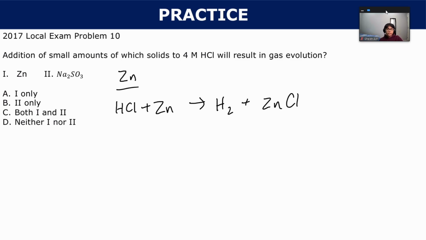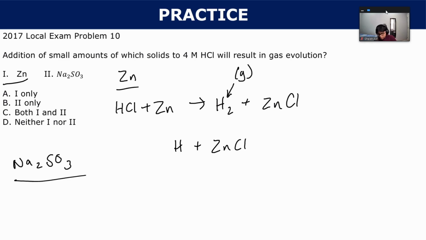If you're wondering why it's H2, well, if you had H on its own, like H, Z, N, Cl, that wouldn't make sense because hydrogen is always diatomic, meaning it never exists singly, it always exists diatomically. And the diatomic form of hydrogen is going to be a gas at standard conditions. And so that means we do have a gas evolution that occurs. So 1 definitely works.